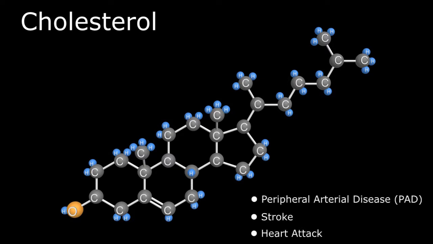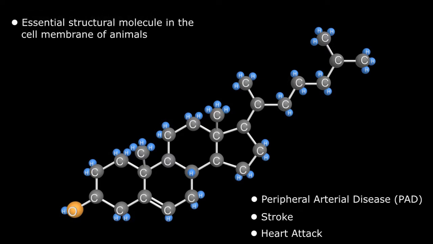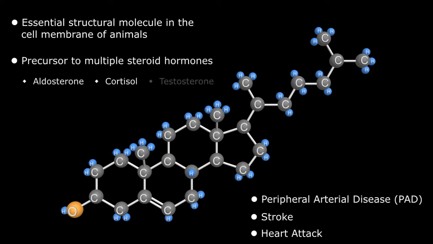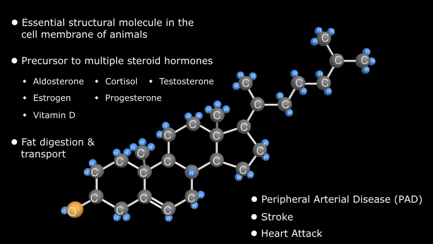However, cholesterol is actually an essential molecule in animals as both a structural component of the cell membranes as well as a precursor to a multitude of steroid-based hormones in the body, including aldosterone, cortisol, testosterone, estrogen, progesterone, and vitamin D. Cholesterol is also necessary for the digestion of dietary fats, as well as the transportation of fat and fat-soluble vitamins from the bowel to the body.